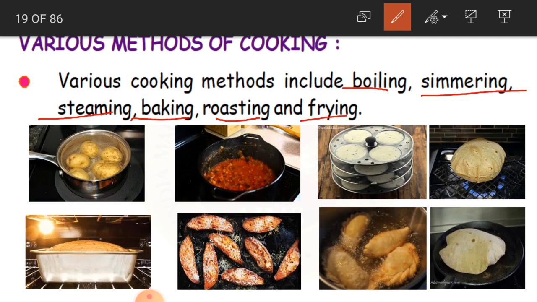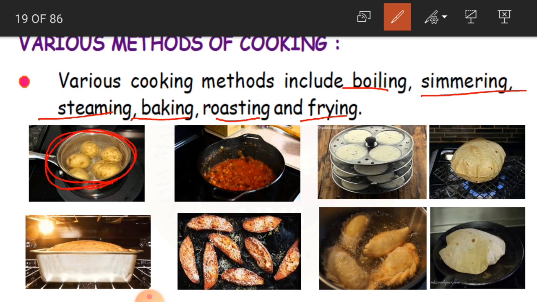See, various cooking methods include boiling. If you see in the picture here, potatoes are being boiled. If we take water and put any food ingredient, maybe anything like rice, dal or vegetables, and we leave it on the stove, that method is nothing but boiling.